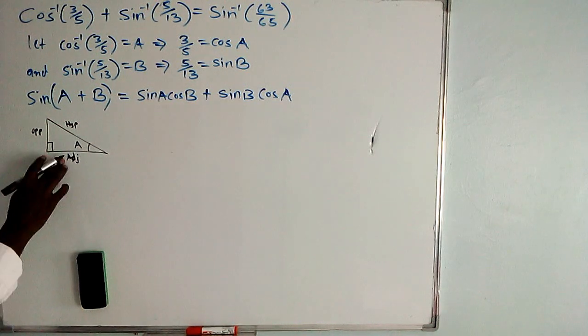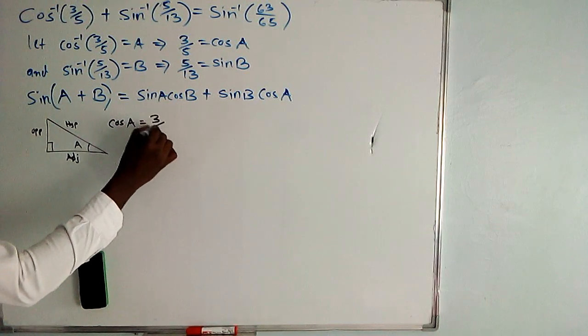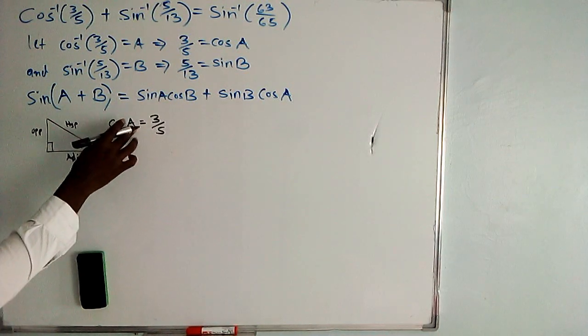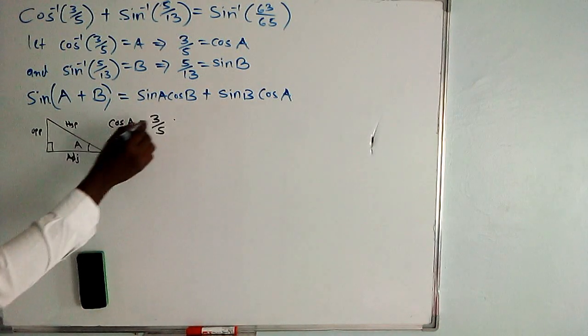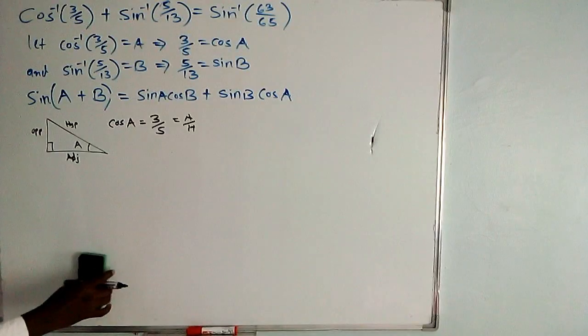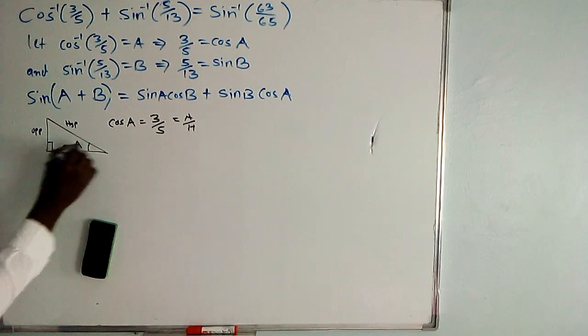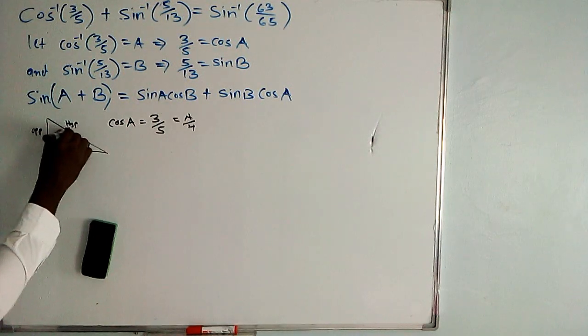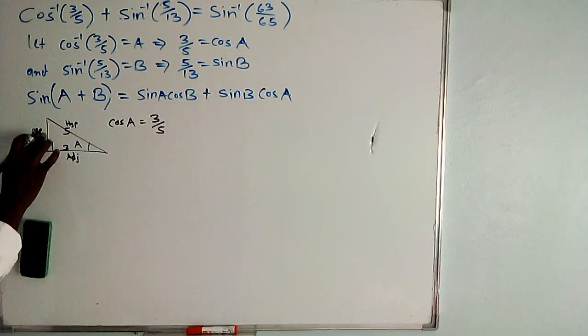So if you look up here, you are told cos A is 3 over 5. But what is cosine according to trigonometric ratios? Adjacent over hypotenuse. So if cos A is 3 over 5, where there is adjacent you put 3, and where there is hypotenuse you put 5. Now you use the Pythagoras theorem to get the length of the opposite side. What is the opposite side?